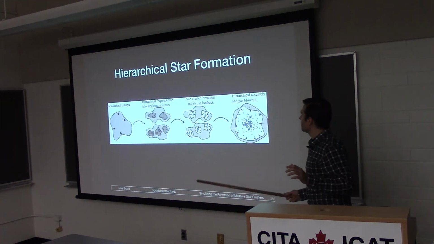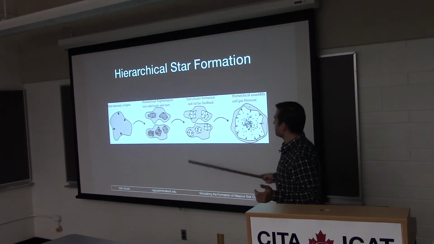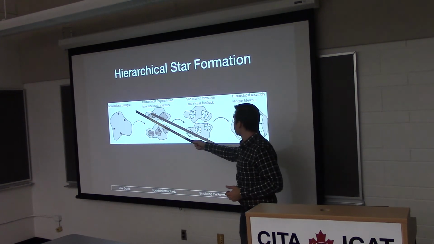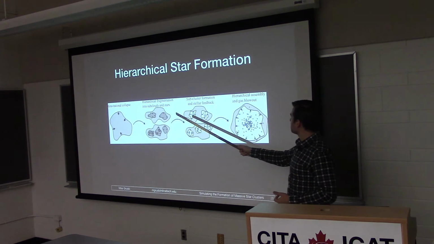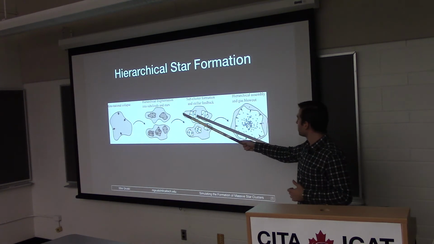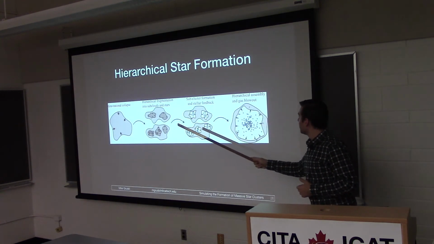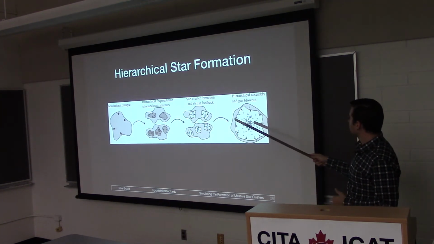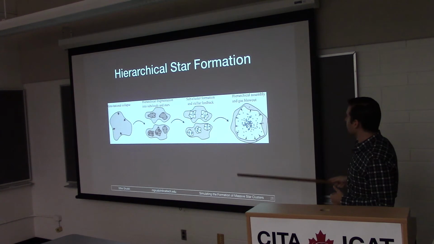So we have this picture of hierarchical star formation, where we have gravitational collapse, which produces these dense subclouds, which eventually form subclusters, which start to blow out the gas around them due to stellar feedback. And eventually these subclusters merge together into one big cluster, and all of the gas gets blown out.